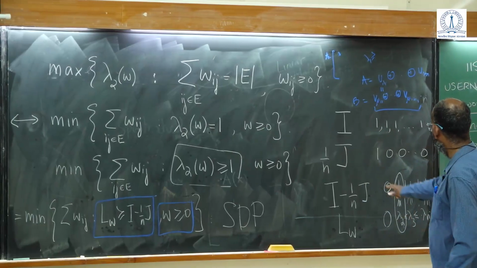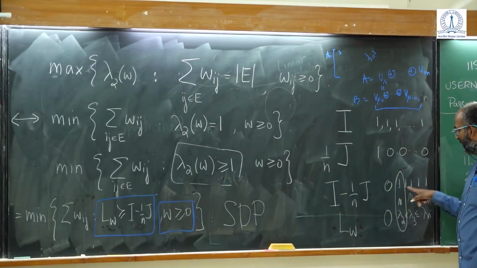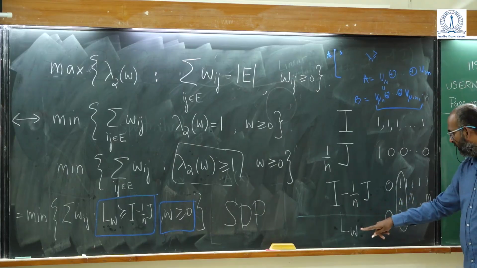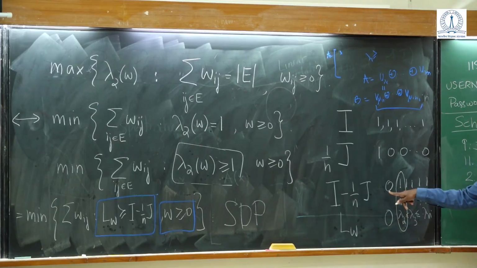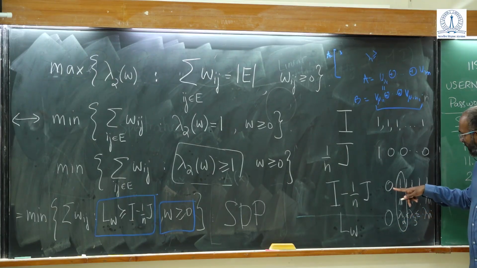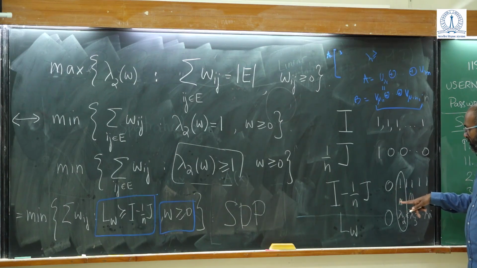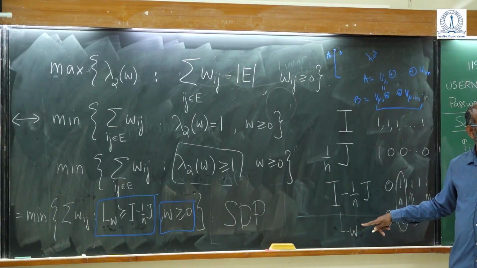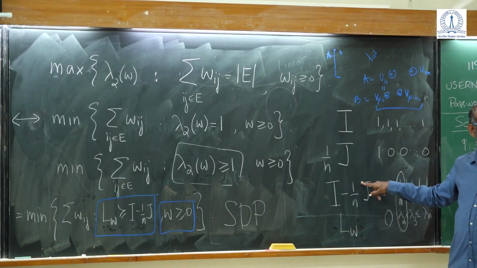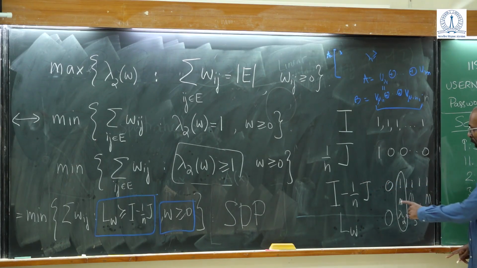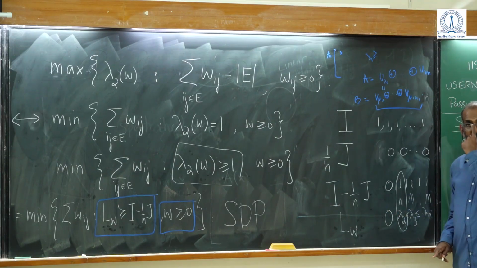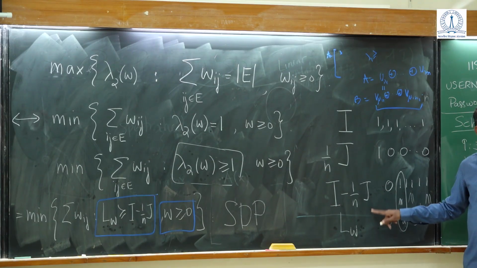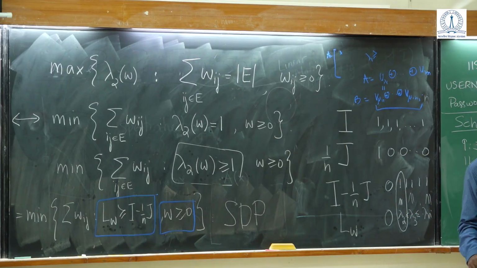So here Rekha had written all the eigenvalues for I minus 1 by n J and for L_W, right. So that's 0 and all ones, and here it's 0, lambda 2 up to lambda n, right. So the important thing is that the eigenbasis for L_W is also an eigenbasis for I minus 1 by n J. So that's the important thing. The all ones vector gives eigenvalue 0 for both, right.